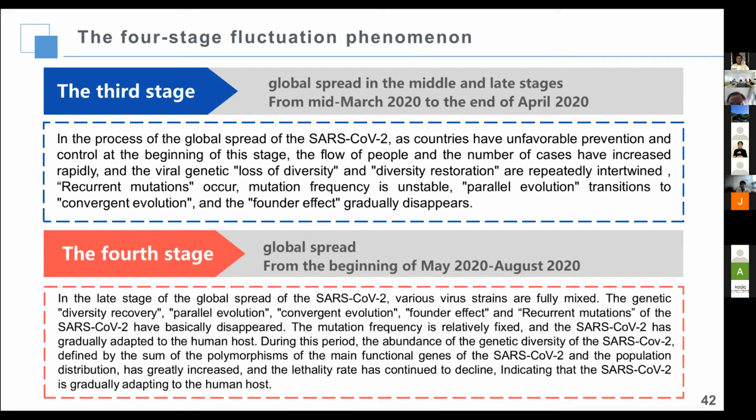During this period, the abundance of the genetic diversity of SARS-CoV-2, defined by the sum of the polymorphisms of the main functional genes of SARS-CoV-2 and the population distribution, has greatly increased, and the lethality rate has continually declined, indicating that SARS-CoV-2 is gradually adapting to the human host. It may be a current phenomenon.